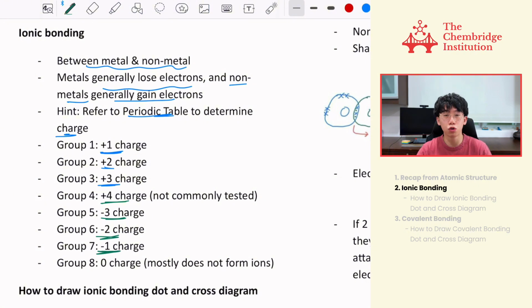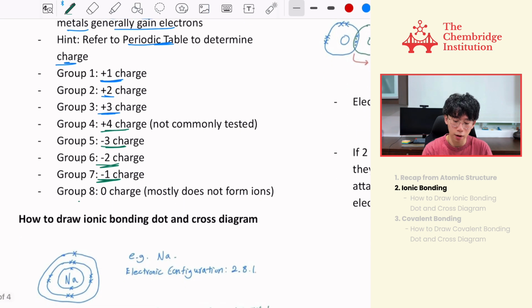And if it's in group 8, they tend to not have charges, because they don't tend to form ions. This is because group 8 is what we call our noble gases, and these noble gases already have a stable octet electronic configuration.